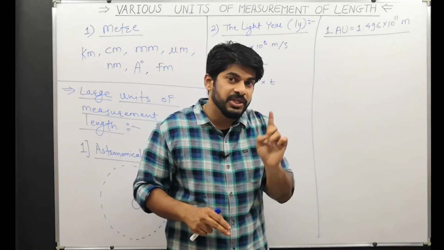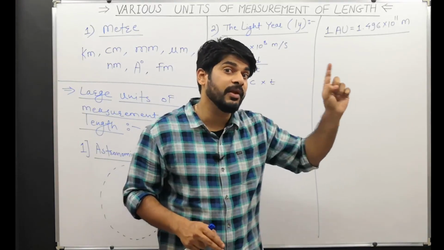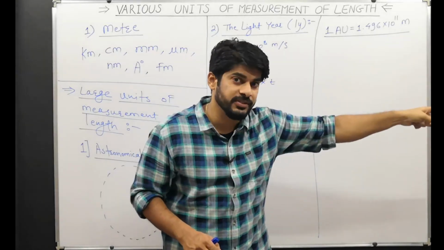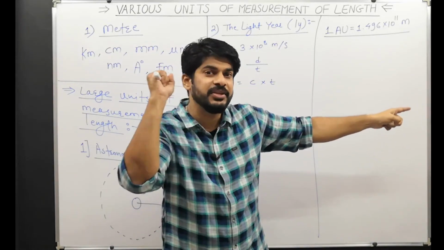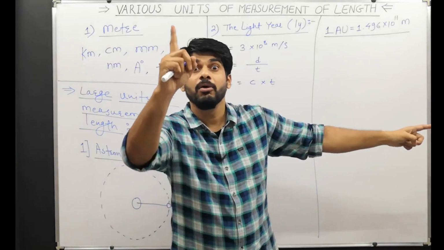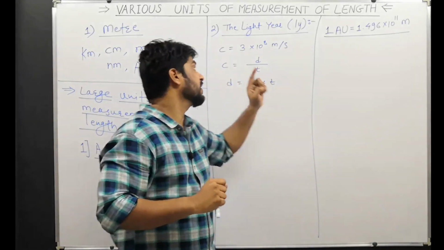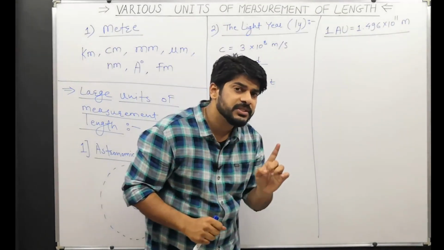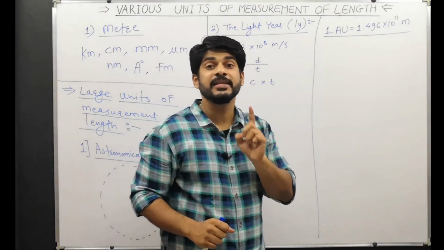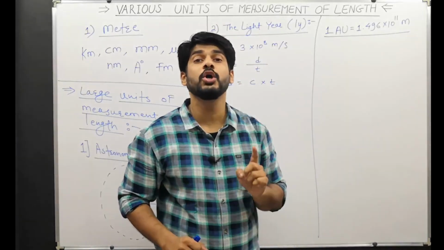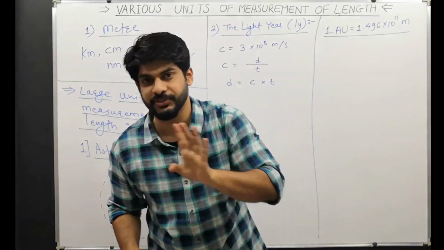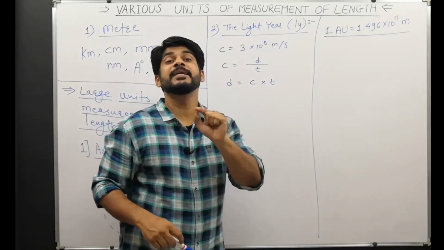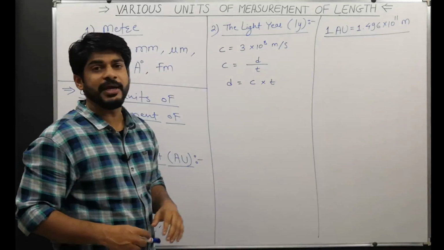The distance that light travels in exactly 1 year is called 1 light year. Okay, the distance that light travels in exactly 1 year is called 1 light year. So this is how we define 1 light year. We can calculate how much it is.